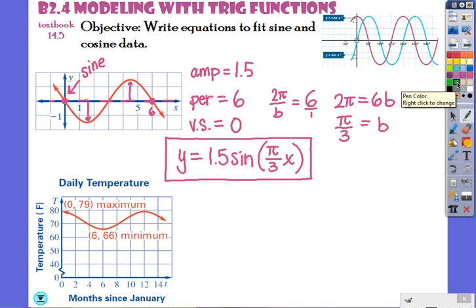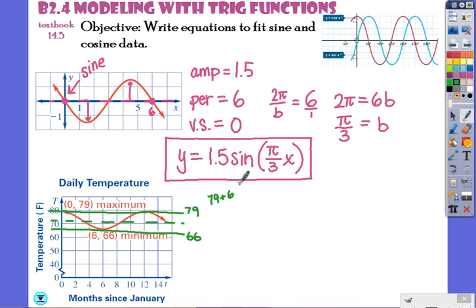So I'm going to try to draw this thing in. Remember this thing? There's our max. There's our min. The max is at 79, it says. The min is at 66. Can you figure out where that midline is? The way I like to do this is I like to find the average of 79 and 66. So I add them together, divide by 2, and that average winds up being 72.5.